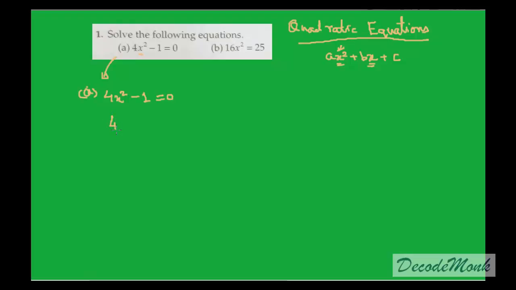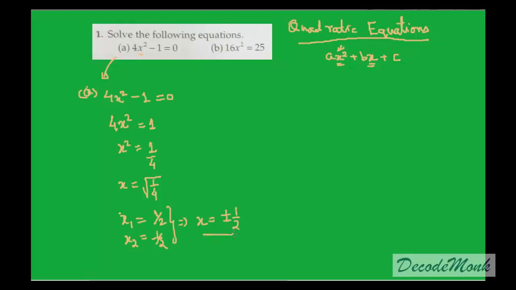Pretty simple question. For x square, put 1 on the other side of the equality sign. x square equal to 1 upon 4, and x is equal to square root of 1 upon 4, which will give you two values of x. One will be equal to plus 1 upon 2, another will be equal to minus 1 upon 2. So generally we write this as x equal to plus minus 1 by 2. The point to note is that we have got two solutions for this particular equation.